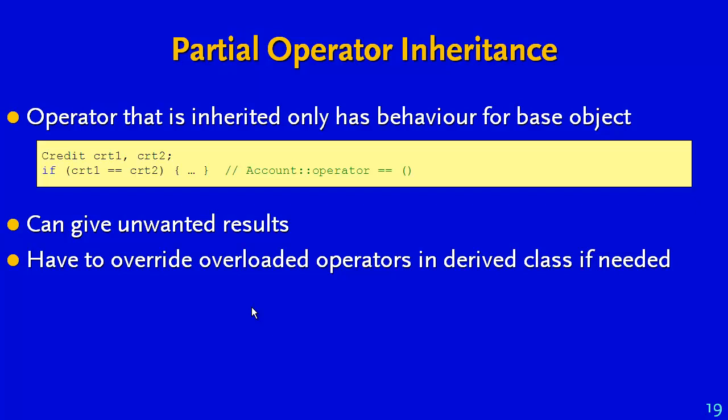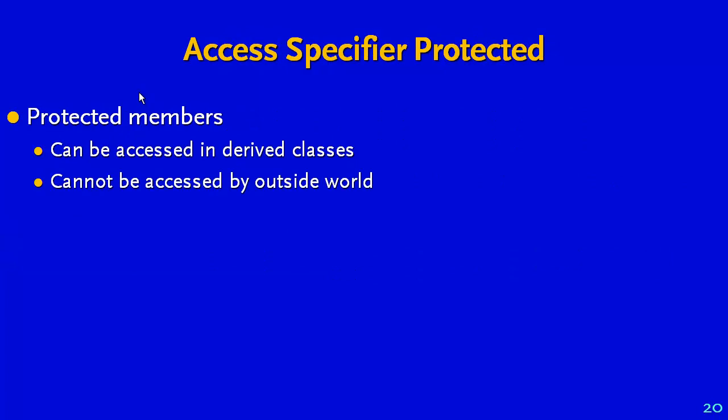Okay, partial operator inheritance. The assignment, the equality operator, for example. So let's say I've got two credit objects. These are two objects of the derived class. You know about operator overloading. The equality operator will be automatically inherited from account. So you're comparing not the credit objects, but the account objects, which may not be what you want. In the credit class, you'd like to see if the account numbers are the same plus the credits are the same, or something else. So you basically have to override overloaded operators in derived classes.